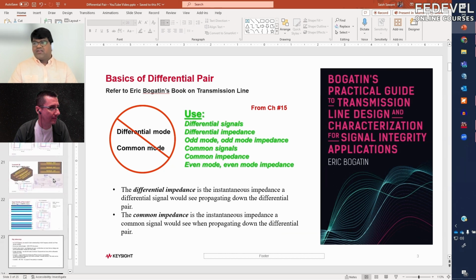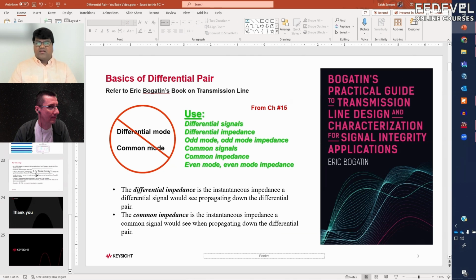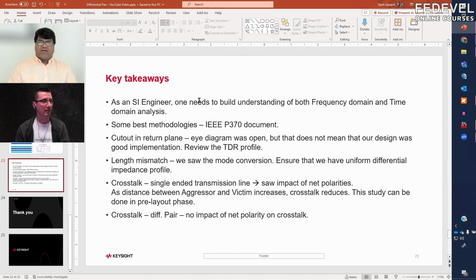I don't think I have anything else. I assume I have covered all the takeaways that I wanted to cover. The one key thing is definitely to build understanding around both things, frequency domain and time domain analysis. I would like to point this out because I remember, I started with the time domain because of the oscilloscope and all these things.